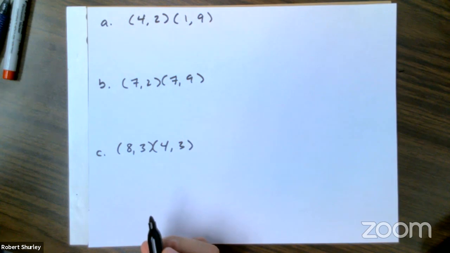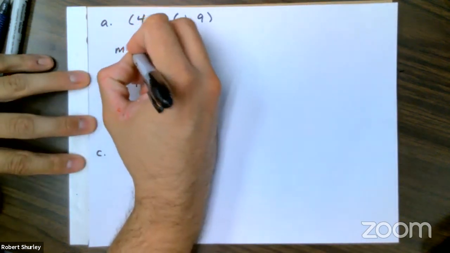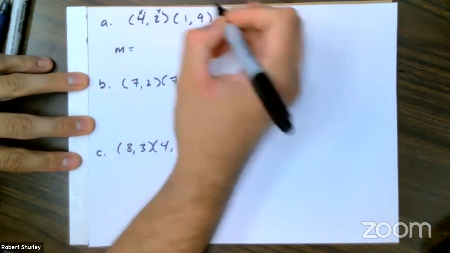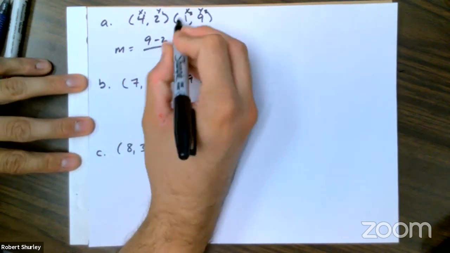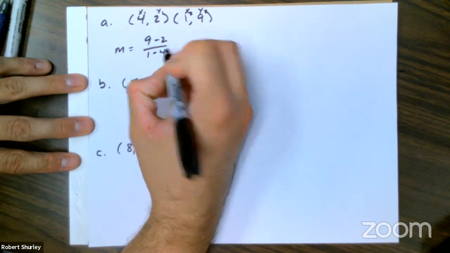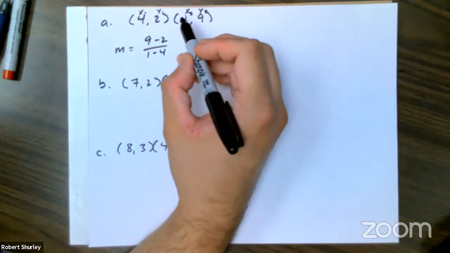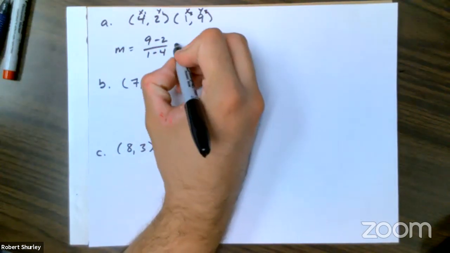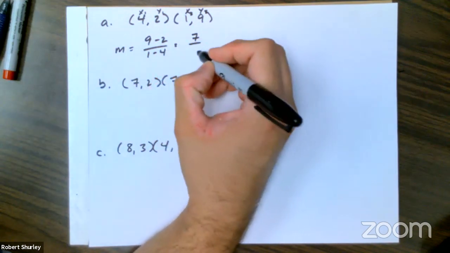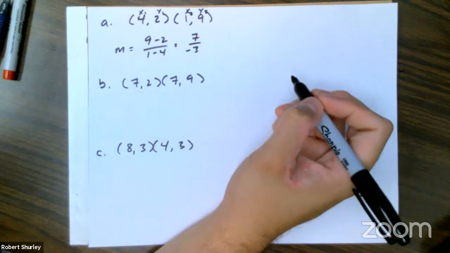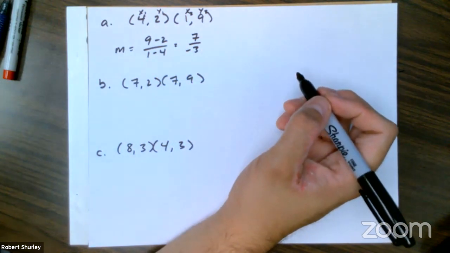So the first one, again, I like automatically just saying x1, y1, x2, y2. Keep it organized. 9 minus 2 over 1 minus 4, right? So I get 9 minus 2 is 7, right? 1 minus 4 is -3. So I get a 7 over -3 slope.